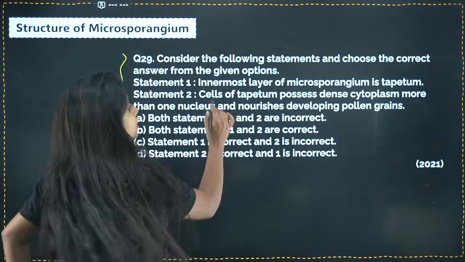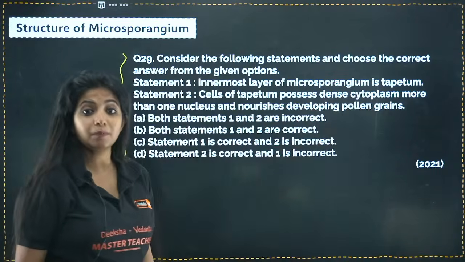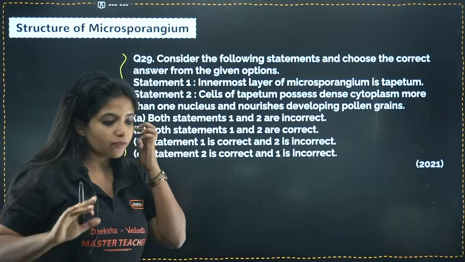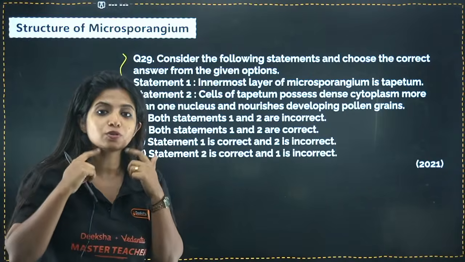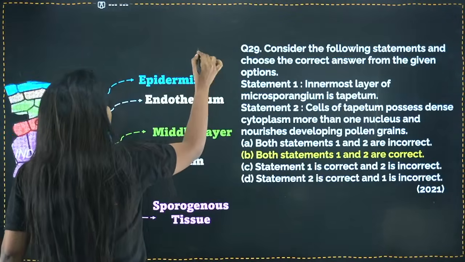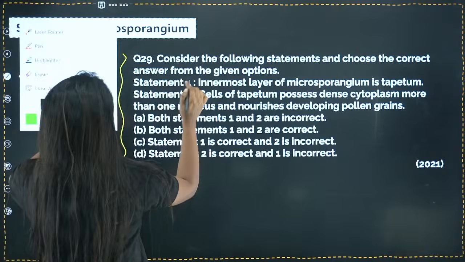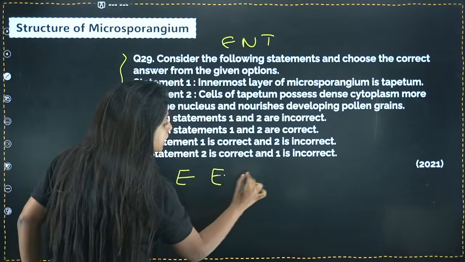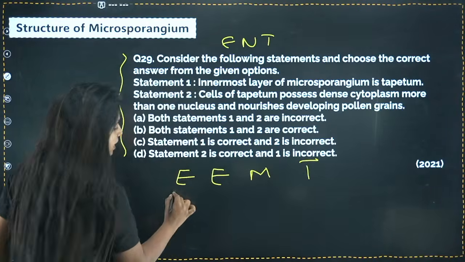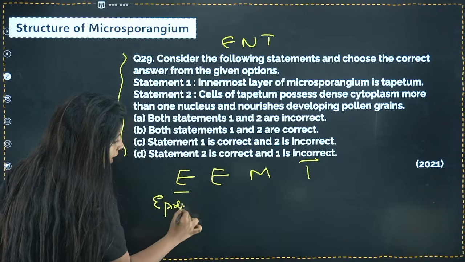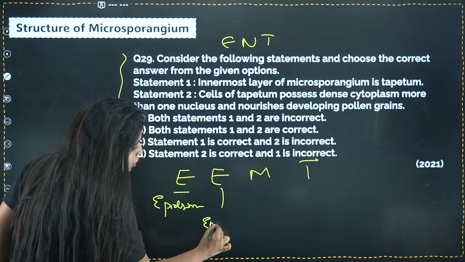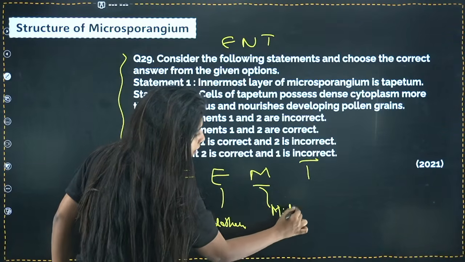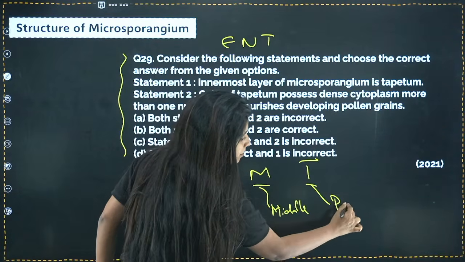B is what? Both statements 1 and 2 are correct. Are both statements correct? Innermost layer of microsporangium is tapetum? Yes, it is. And tapetum has dense cytoplasm. So listen to me carefully. When you have any problem in your ear, nose and throat, where do you go? You go to the ENT doctor. So similarly over here also you have EMT. What is E standing for? Epidermis. And the next E stands for endothecium. M stands for middle layer and T stands for tapetum.